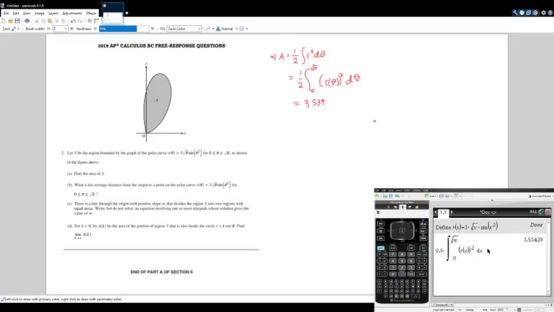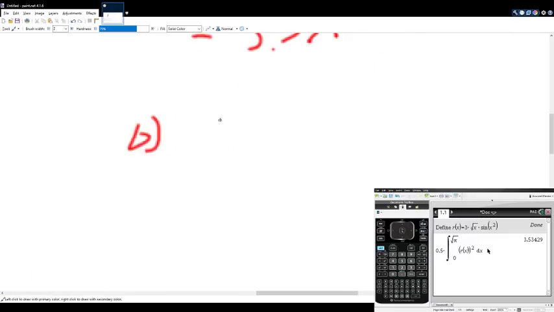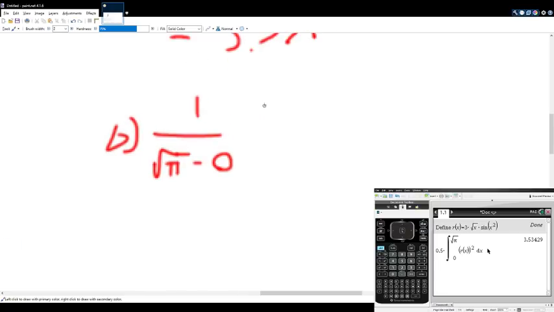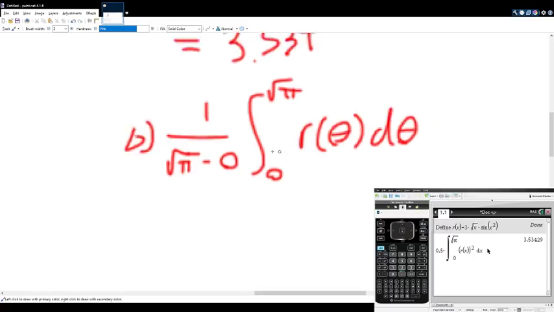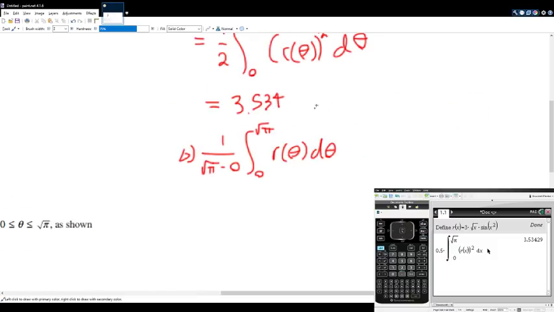Part B says, what is the average distance from the origin to a point on the polar curve r of theta? So you need to really understand the definition of what a polar curve is. A polar curve is that distance from the polar curve to the origin. So you're essentially just finding the average value of the polar function over that interval. You should also have that formula memorized. That would be 1 over the square root of pi minus 0 times the integral from 0 to square root of pi of r of theta d theta. The average is just 1 over the interval times the integral over that interval.